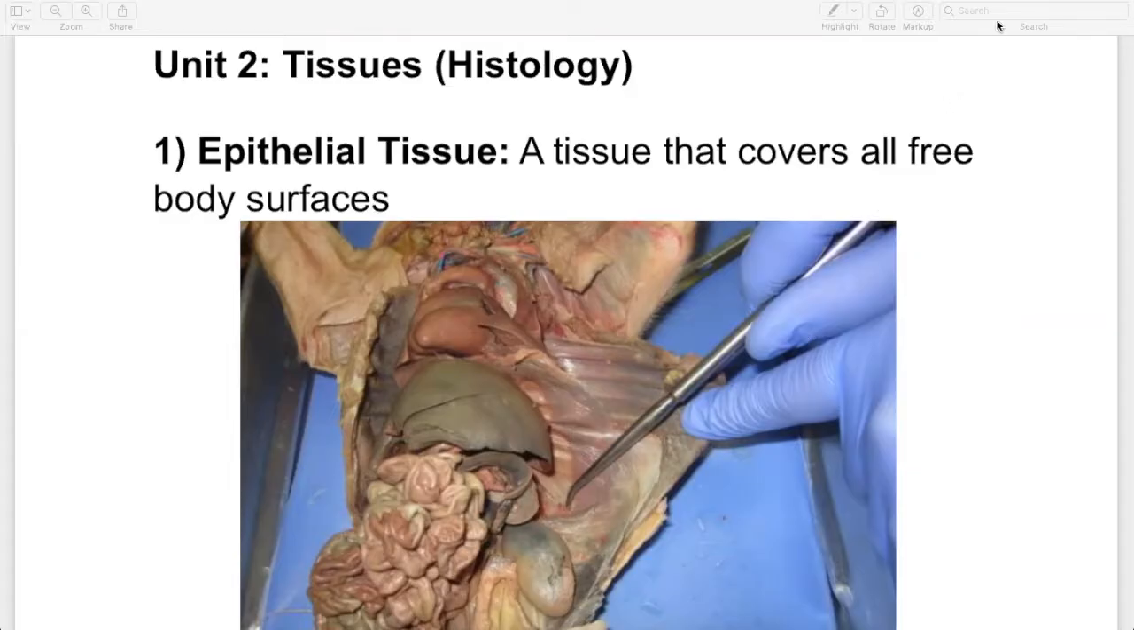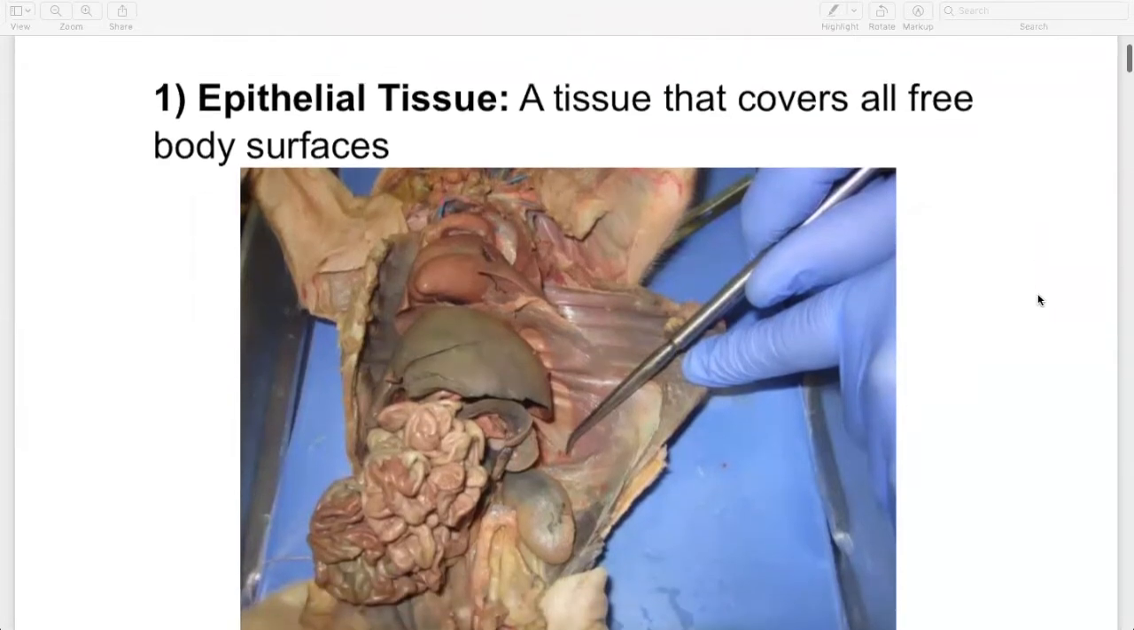All right, let's get started on this. 13 words, the different kinds of tissues and words associated with the tissues. Our first word is epithelial tissue, a tissue that covers all free body surfaces. And I probably should have warned you that you were going to see some organs in this.